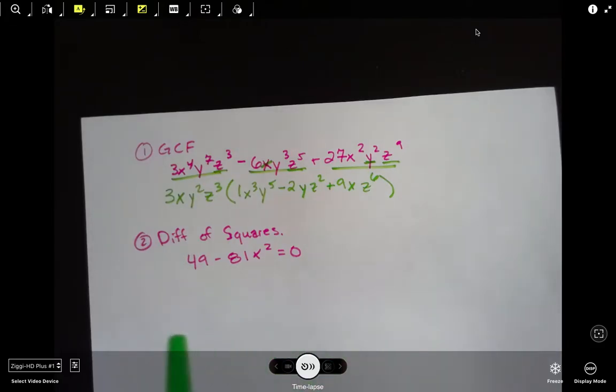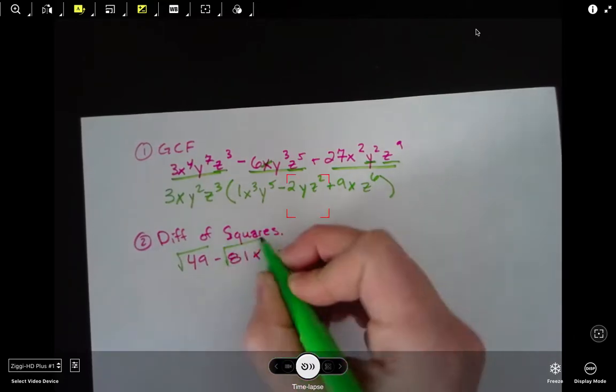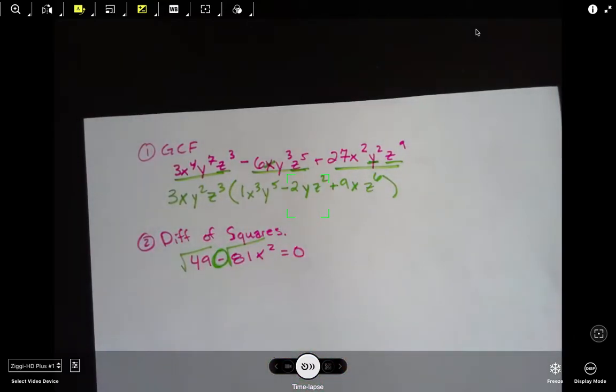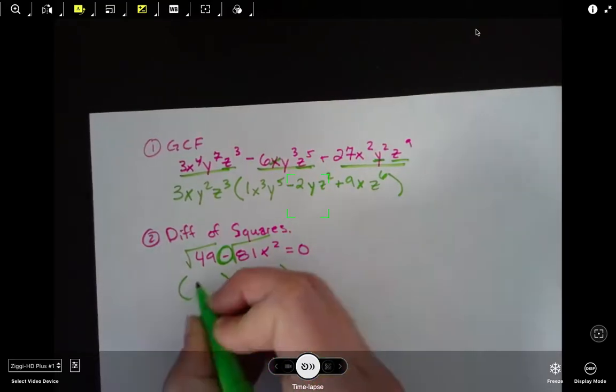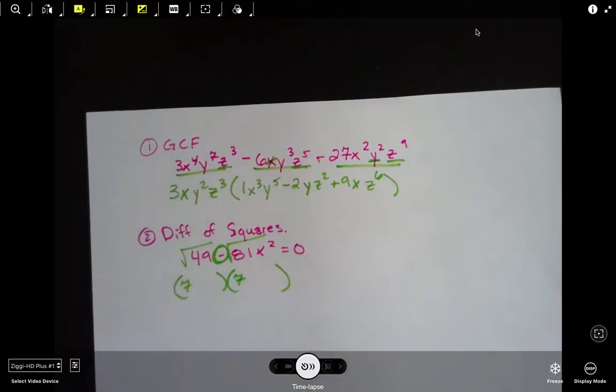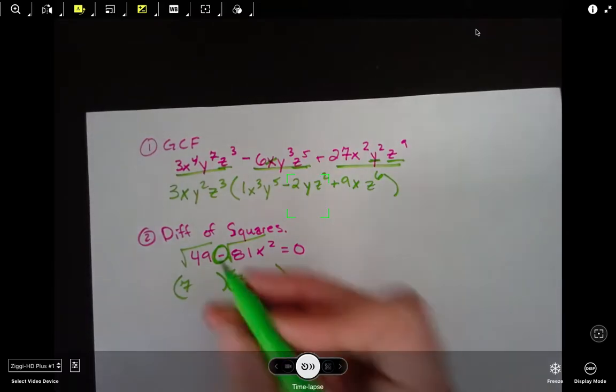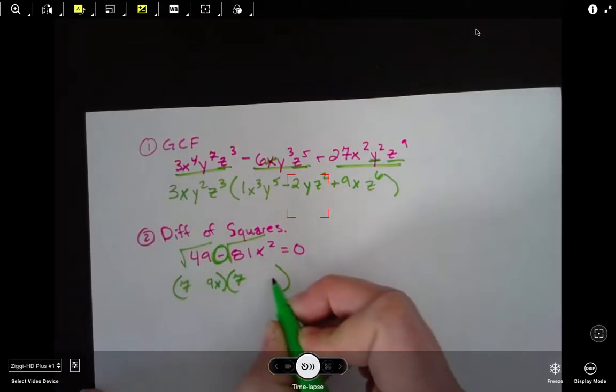This one is a difference of squares. How do I know that's a difference of squares? Because you can take the square root of both pieces, and for difference, there's a minus in between. So what's the square root of 49? 7 and 7. What's the square root of 81? 9, and the x goes with the 9. And one of them's plus, one of them's minus.